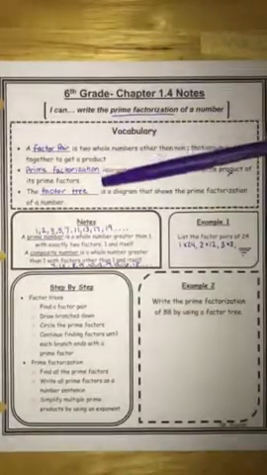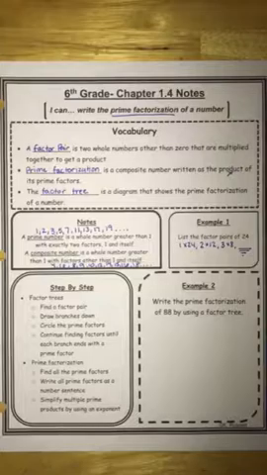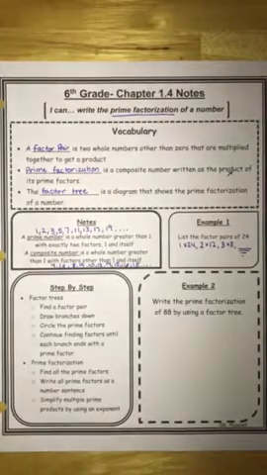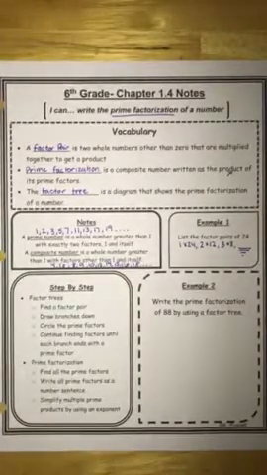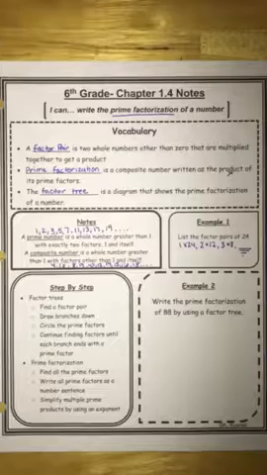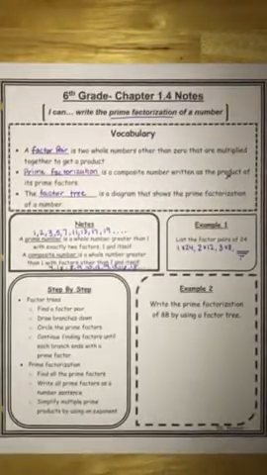We have 3 new vocabulary terms today. The first vocabulary term says, a factor pair is 2 whole numbers other than 0 that are multiplied together to get a product. So a factor pair is any 2 numbers that get you your answer, your product. Remember, your product is when we are multiplying, and it says multiply.